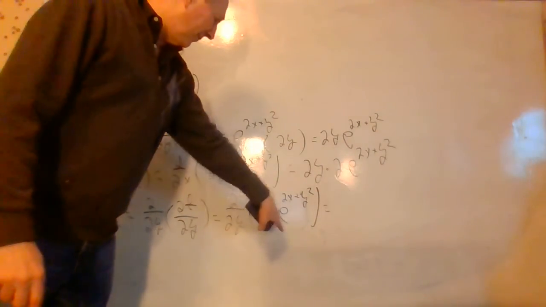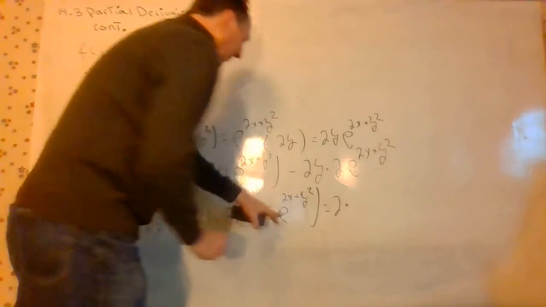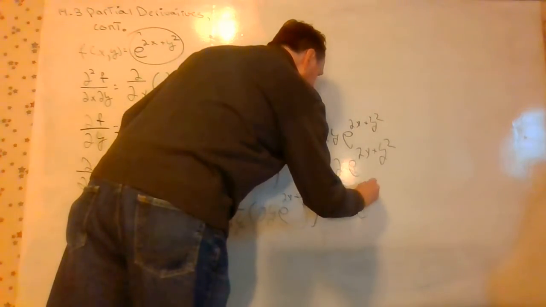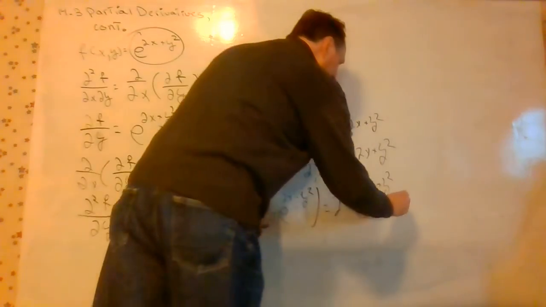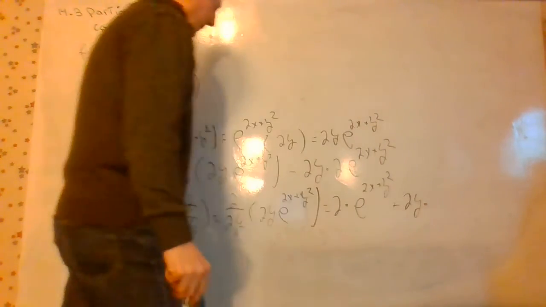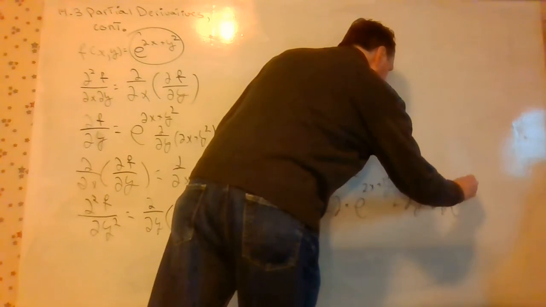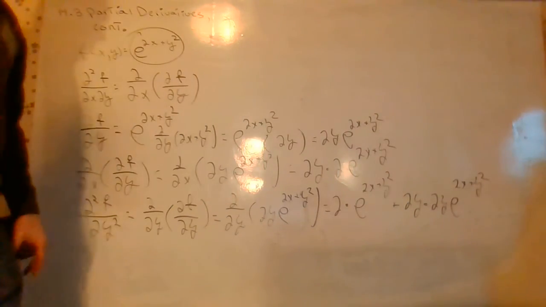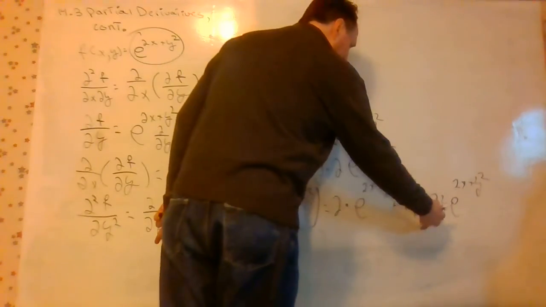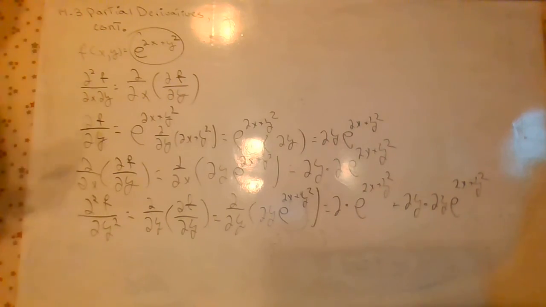We have a product, so we have to use the product rule. So we'll take the derivative of the first times the second, e to the 2x plus y squared, plus the first times the derivative of the second, which is 2y e to the 2x plus y squared. And of course, you can simplify that. That's really 4y squared. So, okay, that's an introduction to second partials. We'll be back with a third video shortly.